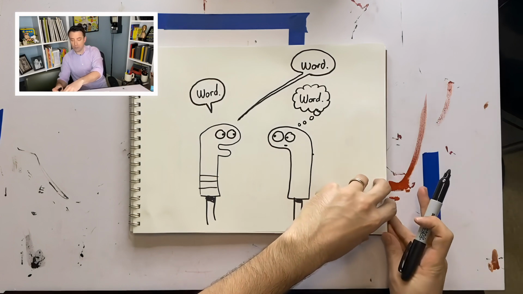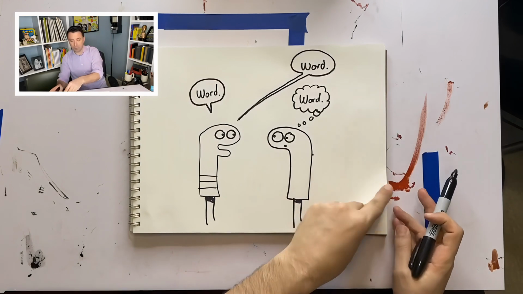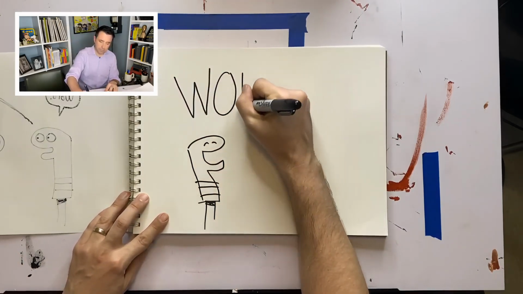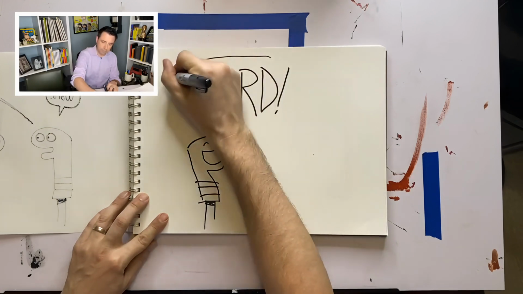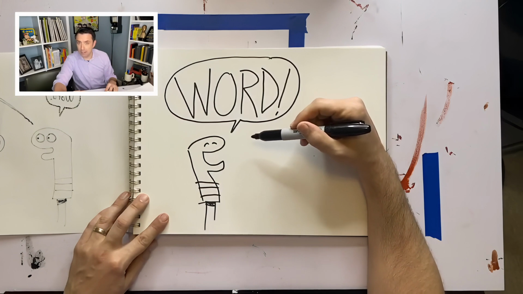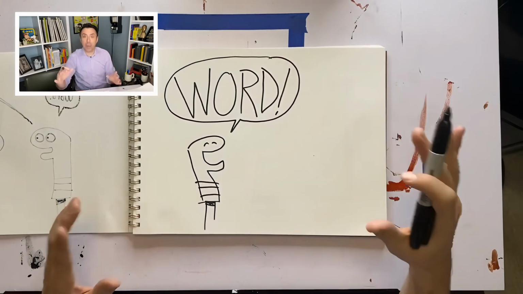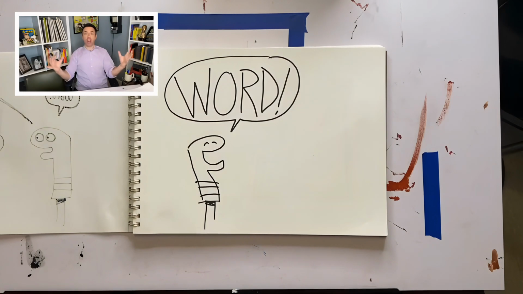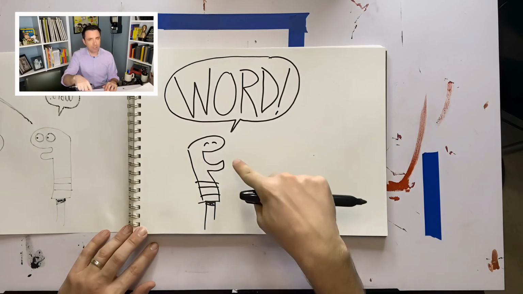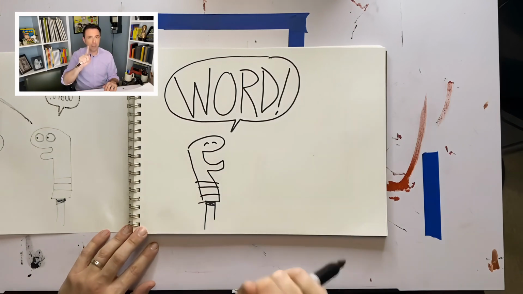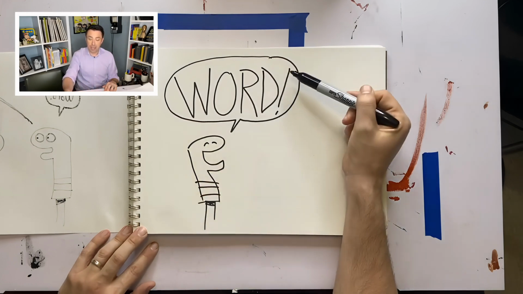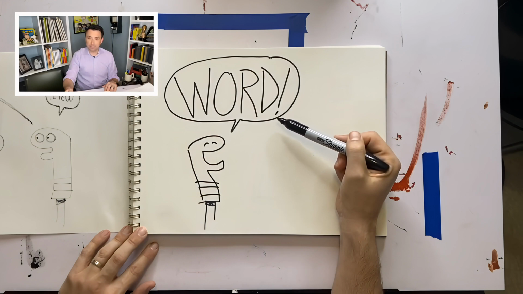Now, I can also control volume through the visuals, because we're all speaking at different volumes throughout the day. So let me draw this puppet with the stripes. Now, at what volume is that character speaking? Loudly. Really, really loudly. Word! And how did I do that? So you saw that and you instinctively knew that this character was speaking loudly. But how did I do that? A couple of things. One, I used all capitals. I used an exclamation point.